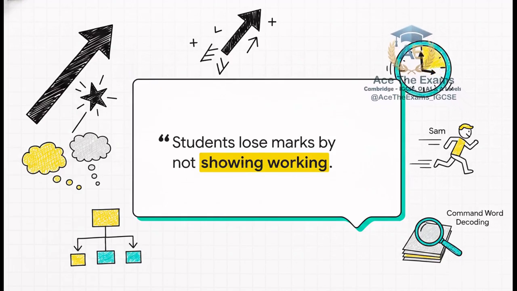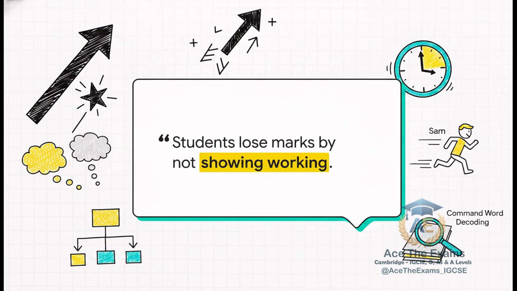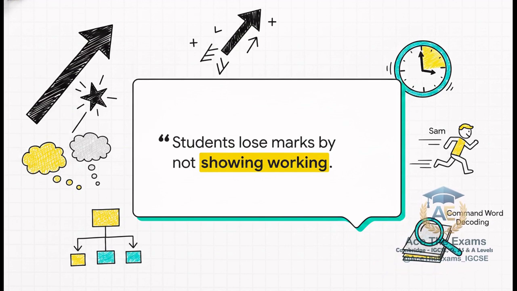Read this quote on the screen very carefully. Students lose marks by not showing working. Even if your final answer is wrong, method marks can save you. Guys, this is the ultimate examiner alert. So the crucial point is this: your process and your clear working are just as vital as your final numerical answer. This is the method mark strategy.